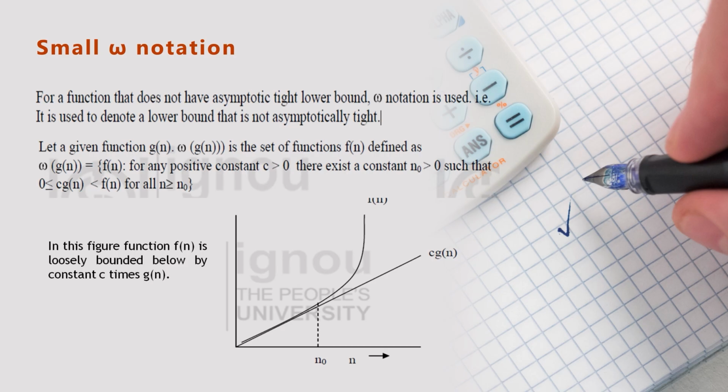For any positive constant c greater than 0, there exists a constant n not greater than 0, such that f(n) is greater than c times g(n), not greater than or equal to. If greater than or equal to were there, then it would be the big omega notation. So f(n) is greater than c times g(n), and it is obviously greater than 0 for all n greater than n naught. In this figure, function f(n) is loosely bound below by the constant c times g(n). In the small o notation, in the pictorial notation, c times g(n) is the upper bound, but it is a loose bound, and in the case of omega notation, it will be the tight bound.